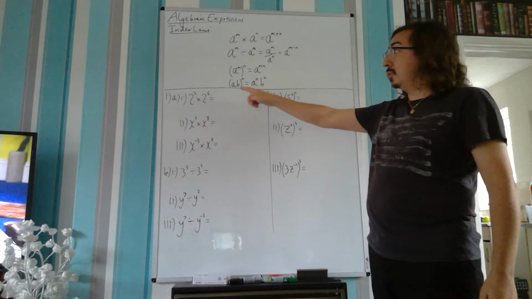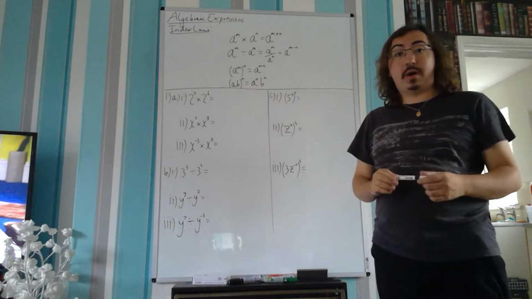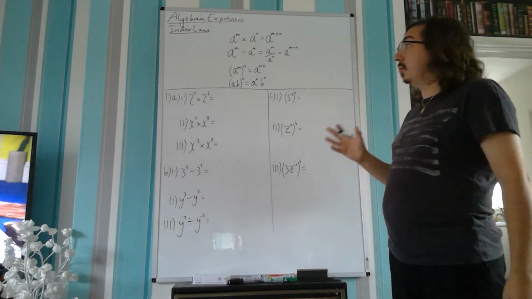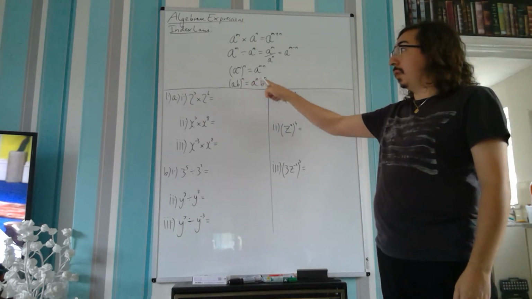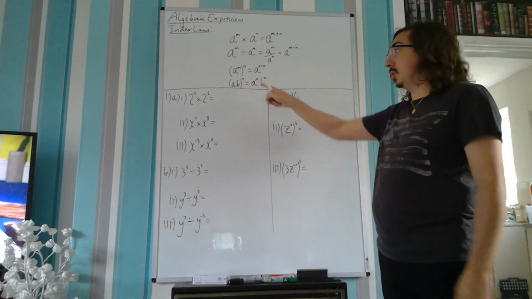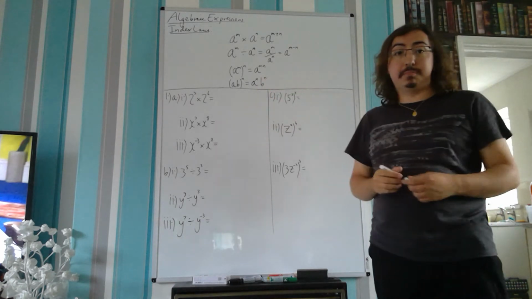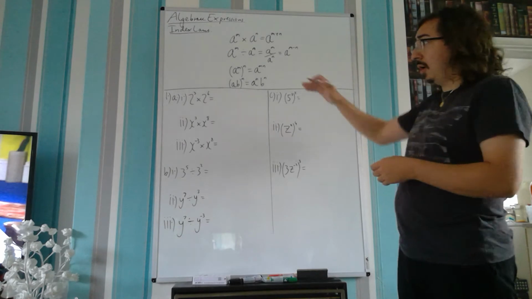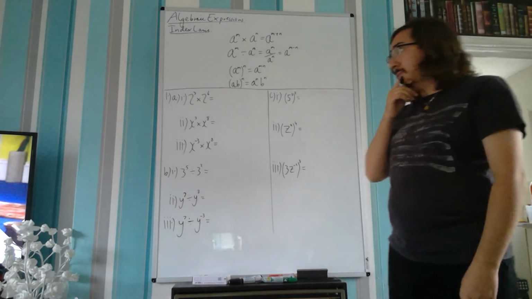And if you have a multiplication in the bracket, such that you've got a times b, all to the power of n, all that this means is that you need to apply the power to both parts. So a to the power of n times b to the power of n. Now let's use those rules for a few simple problems.